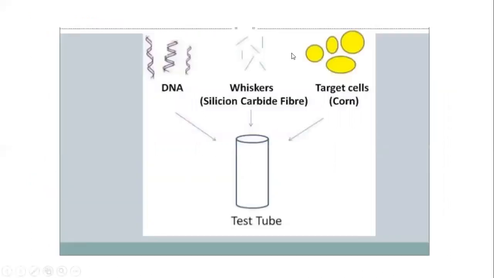So this is the technique by which the DNA, whiskers, and target cells are co-cultured in a test tube, and this test tube is vortexed, so that the whiskers make punctures in the cell wall, so that the DNA can enter the cell through these pores.